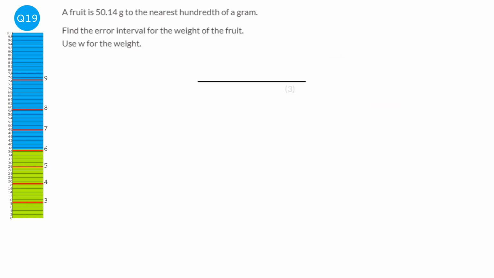To find the error interval, I start by just drawing a number line. And we're going to put the number in, so 50.14. And we're going to think to ourselves, well, what would the next number down and the next number up be? Well, it's the nearest hundredth of a gram, so the next number down would be 50.13, and the next number up would be 50.15.